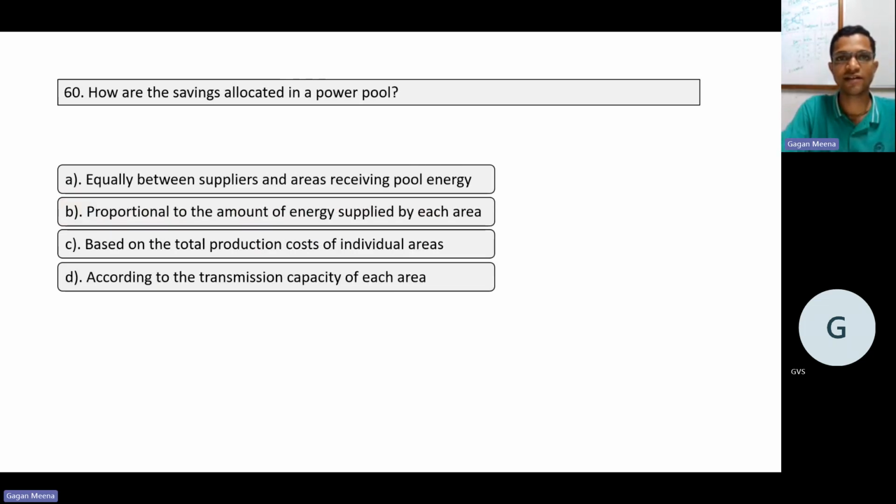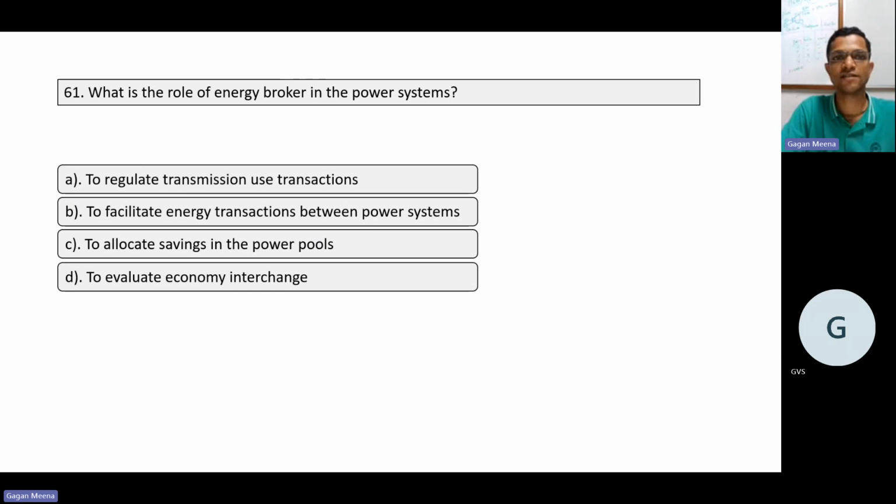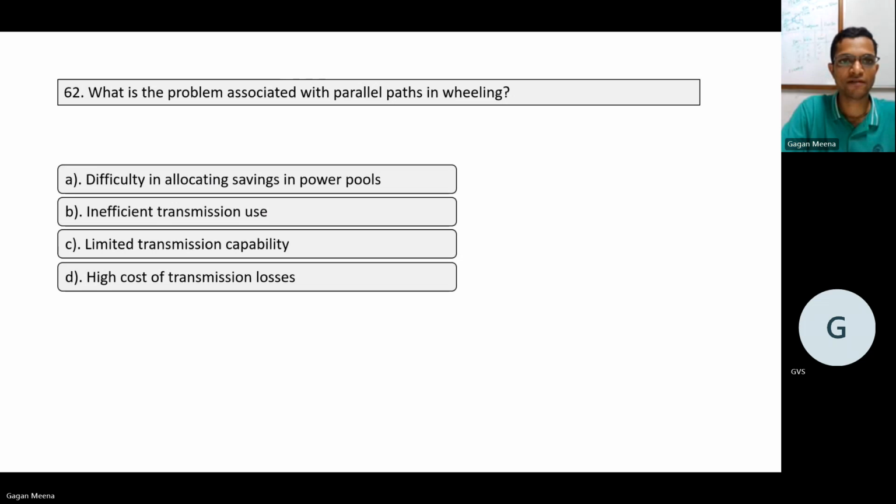How are the savings allocated in a power pool? It is equally shared between suppliers and area. What is the role of energy broker? To facilitate energy transaction between different power systems. What is the problem associated with parallel path in wheeling? Yes, it will result in inefficient transmission use.